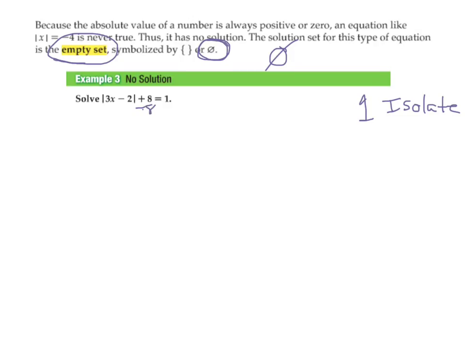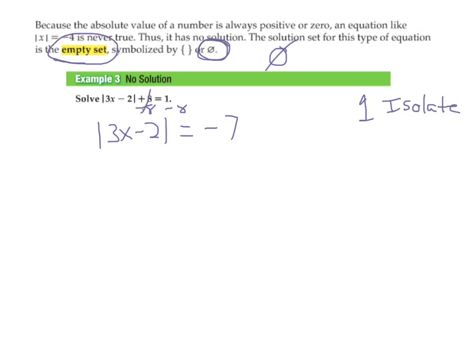That's a minus 8. I'm subtracting 8 here, and I'm subtracting 8 over there. So I'm left with 3x minus 2 on the left-hand side. And that's going to be equal to 1 minus 8, which is negative 7. Now here's where we start to see this idea that, hey, there are no solutions here.